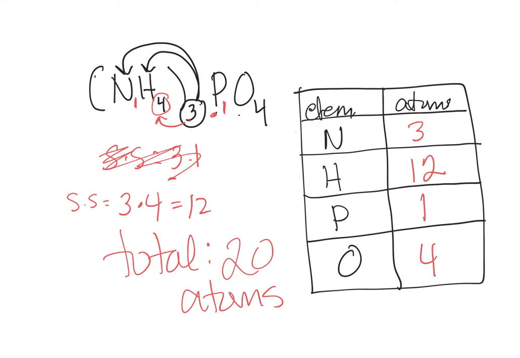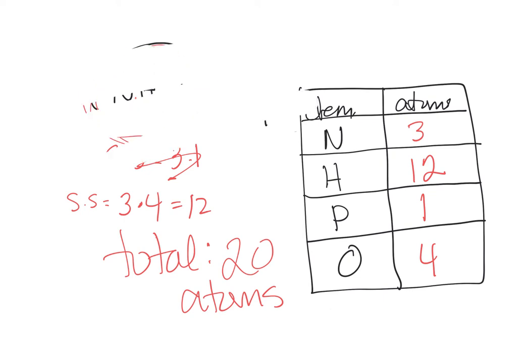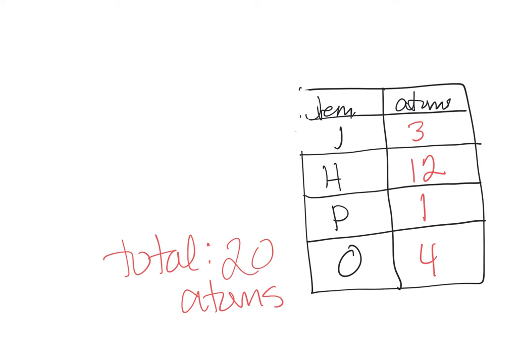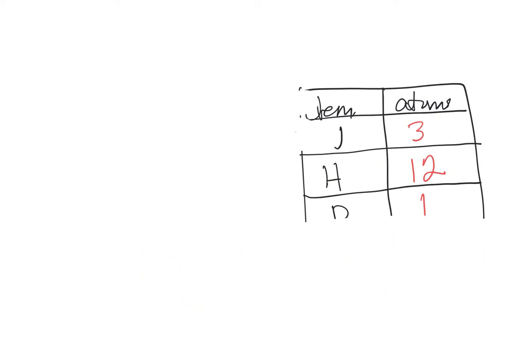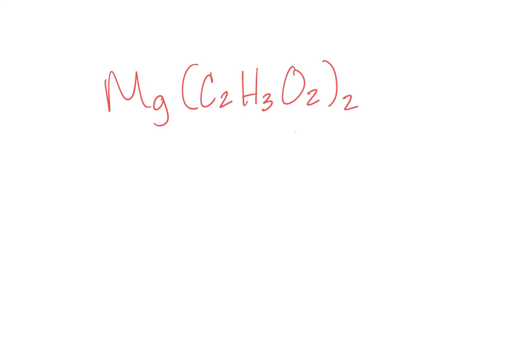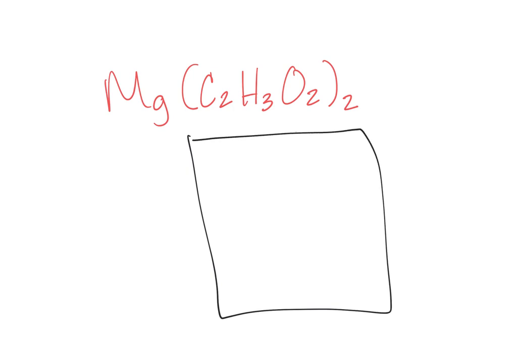Okay. So that one was a little bit different because we had our parentheses over here on the left side, but it's still done exactly the same way. Okay. Let's look at another one. Let's look at, oh, this one's going to be fun. Mg parentheses C2 H3 O2 parentheses 2. This one's fun. It's fun because it's nice and big.